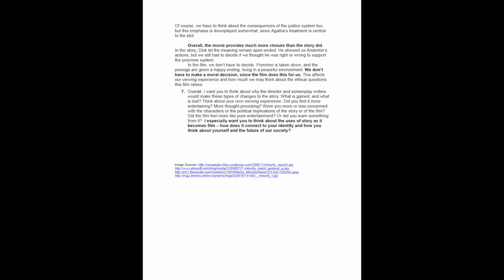I especially want you to think about the uses of story as it becomes film. How does it connect to your identity? And how do you think about yourself and the future of your society based on watching and reading? Keep these questions in mind as you continue looking at the adaptation issues from story into film.